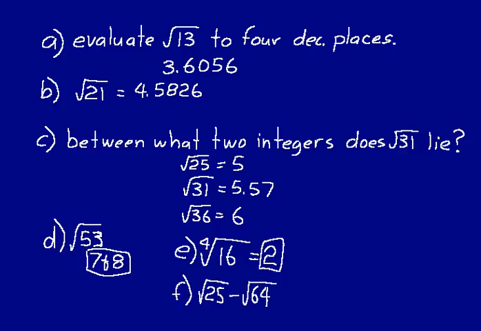Look at practice problem F. I want you to just evaluate that. The square root of 25 minus the square root of 64. Now, a problem like that, you don't just subtract the numbers. You don't just say 25 minus 64. You have to take the square root of each of those terms first, then do your subtraction. So you would change this to 5 minus 8, because those are the square roots of those two numbers, and so you get a negative 3 for an answer.